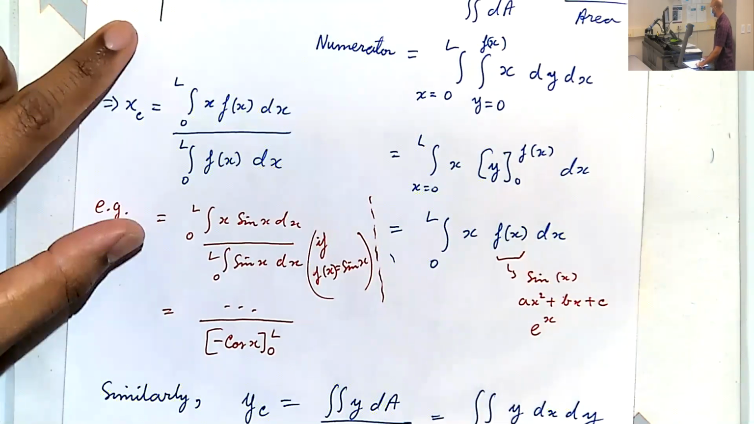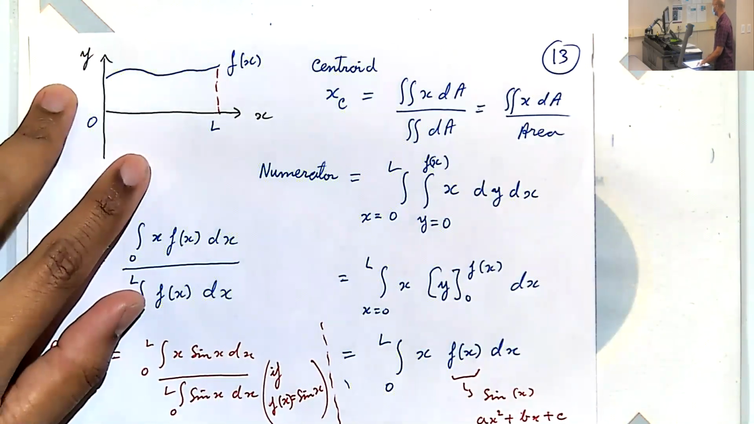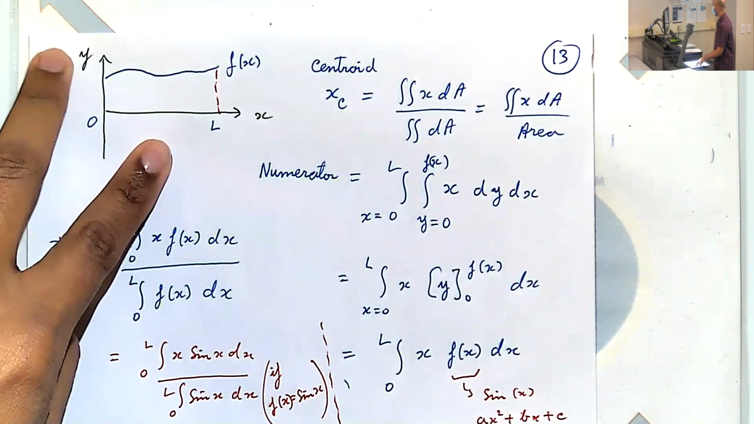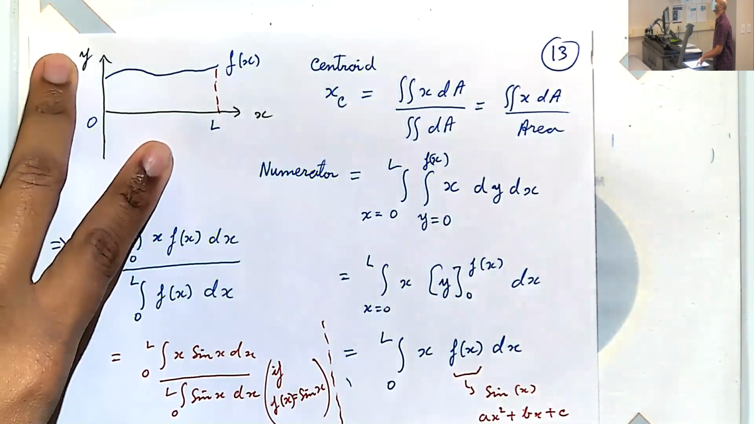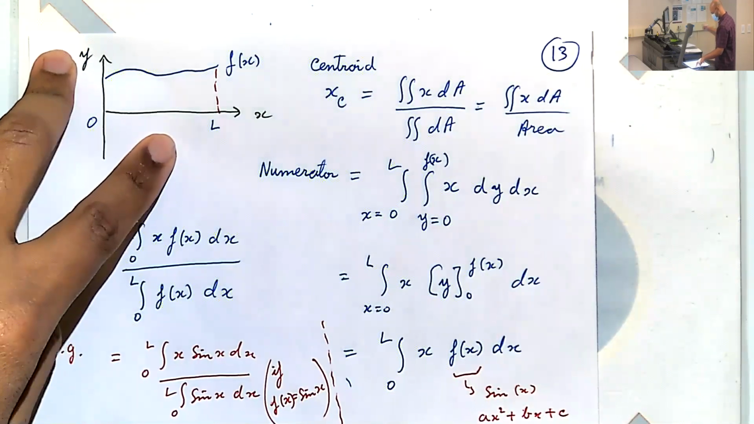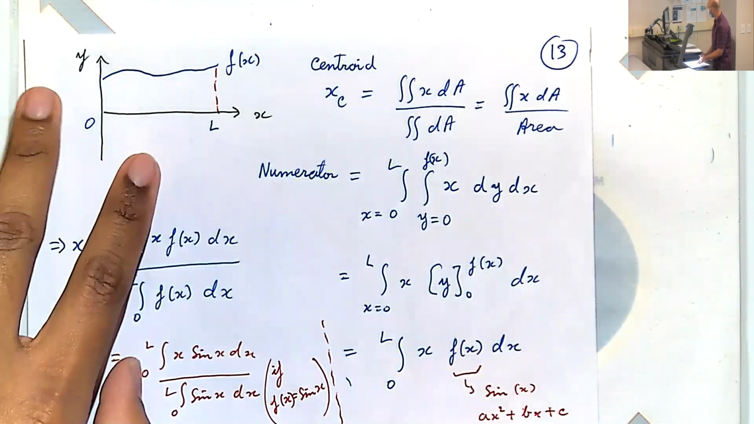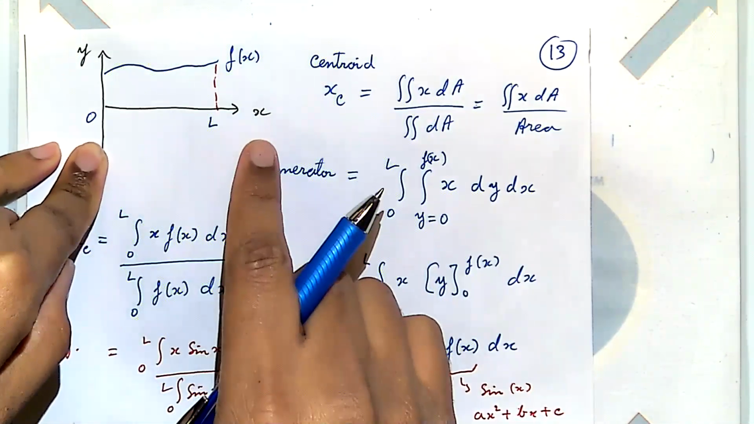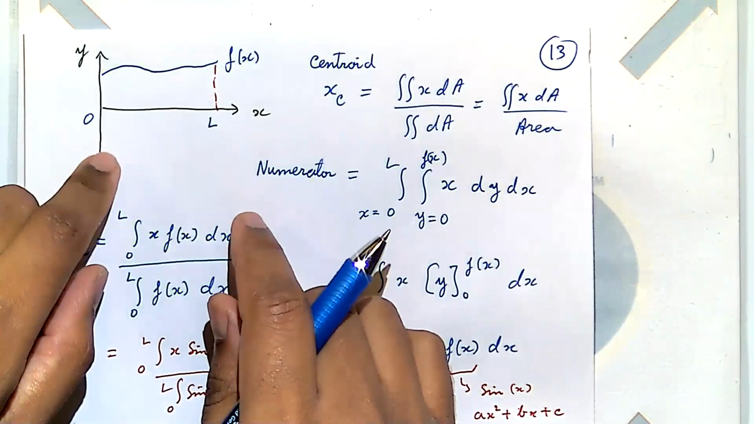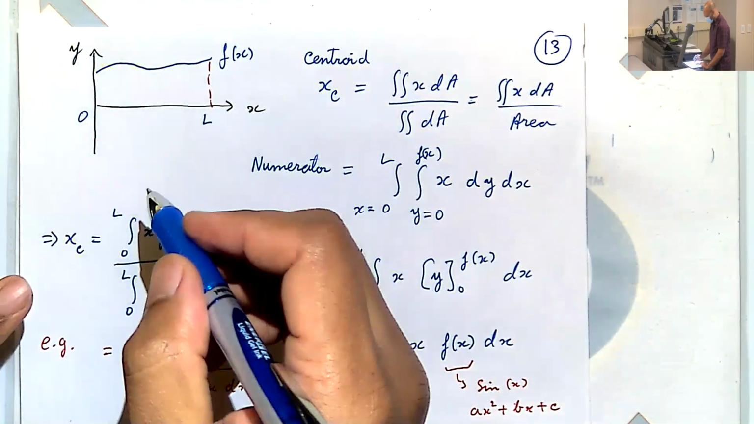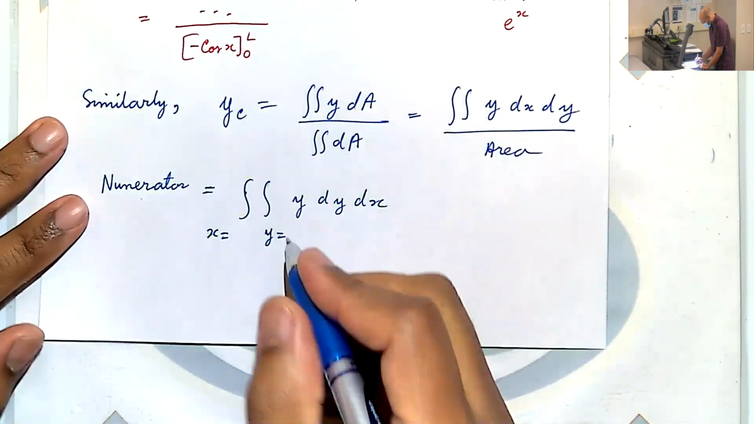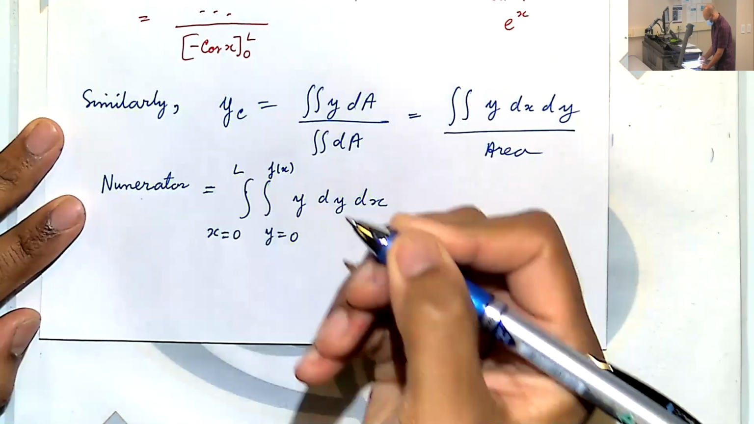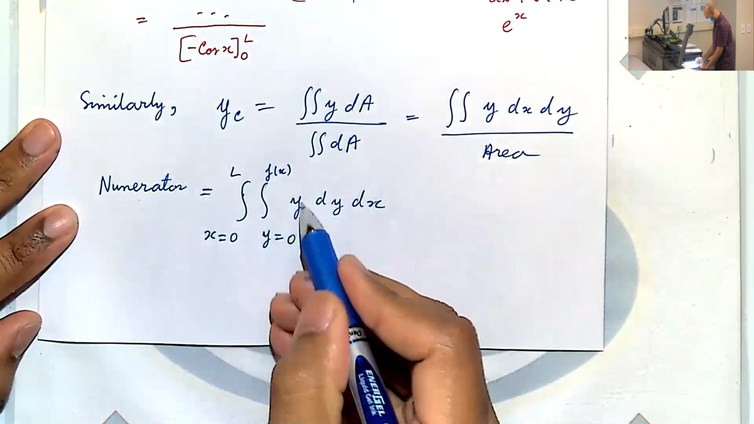All right, let's look at our curve. What are the limits in x and y? Tell me, x goes from 0 to L, right, and y? 0 to f of x. Yeah, same as before. So y goes from 0 to f of x, and x goes from 0 to L. The only thing that's different is instead of x, we have a y inside.